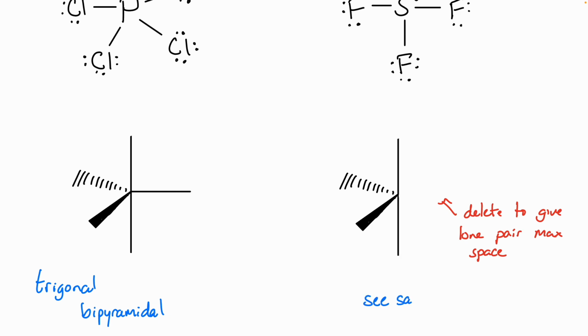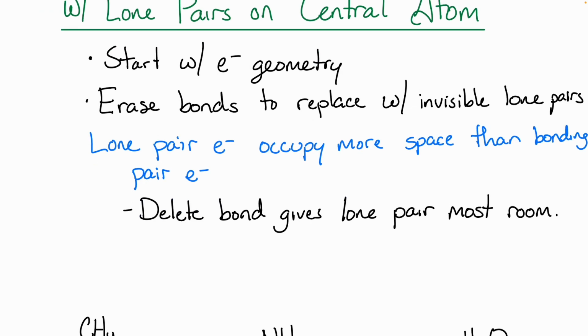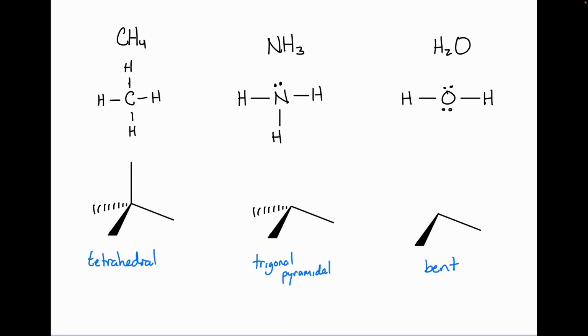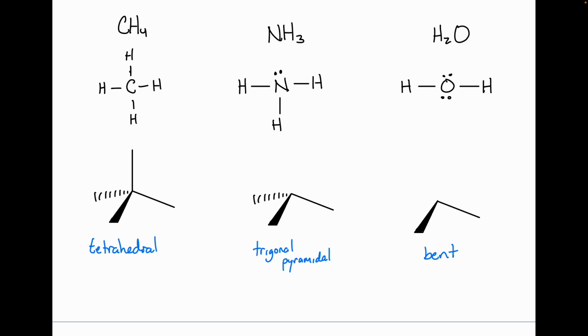And this is our seesaw geometry. All right. There's actually another consequence to this rule that lone pairs occupy more space than bonding pairs, and that has to do with our bond angles. So let's take these three examples here and go through and assign bond angles.